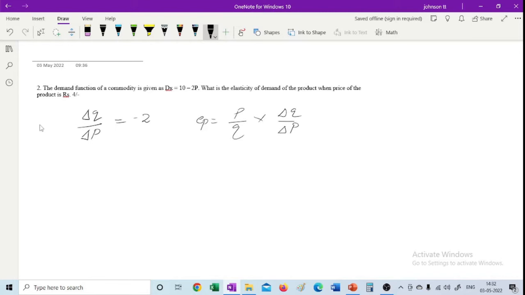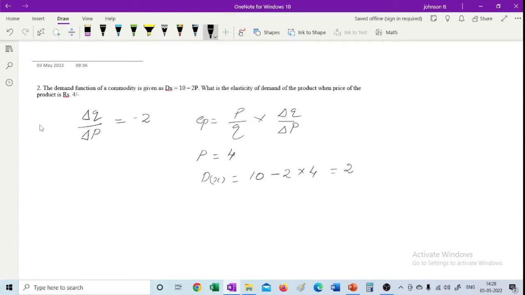And in the question, it is given that price is equal to 4. And we want the quantity Q also. For that, we just substitute the value 4, that is the price, in the demand equation to find the demand or the quantity. So Dx is equal to 10 - 2P. That means 10 - 2 into 4. 4 is the price. So 2 into 4 is 8. So 10 - 8, that is equal to 2. So we got the quantity also, that is Q. So Q is equal to 2.